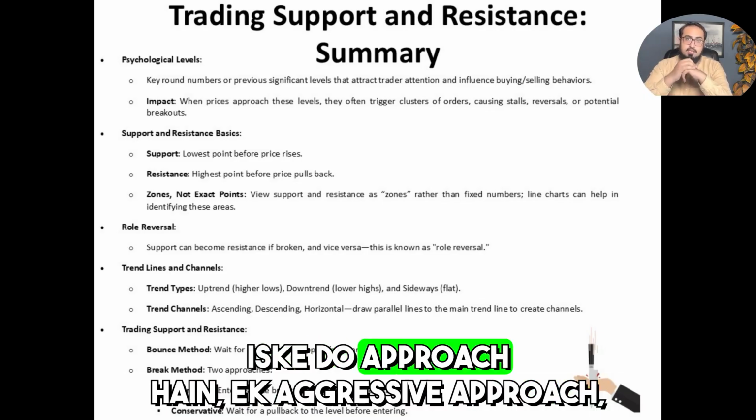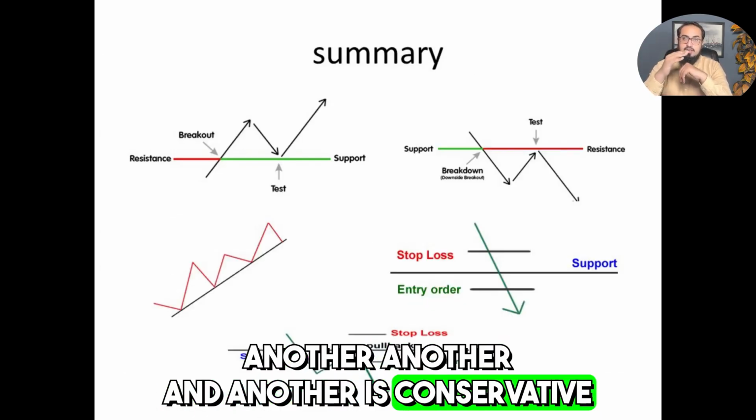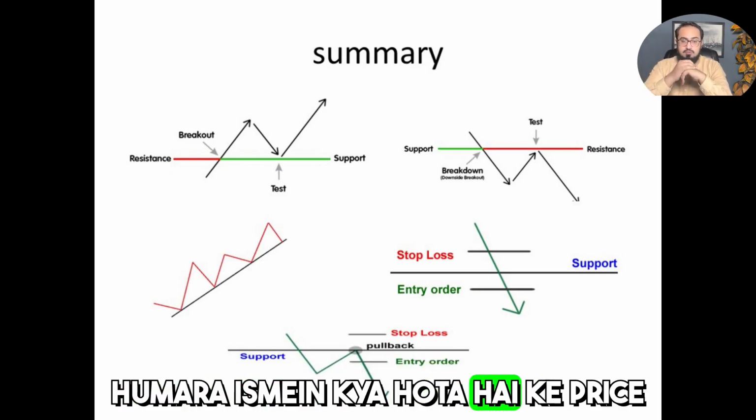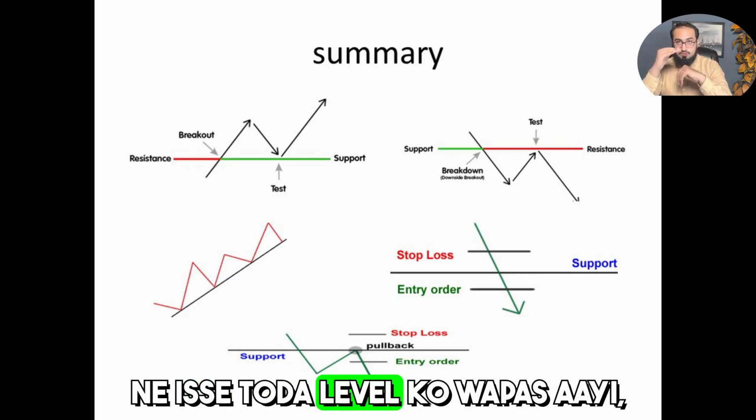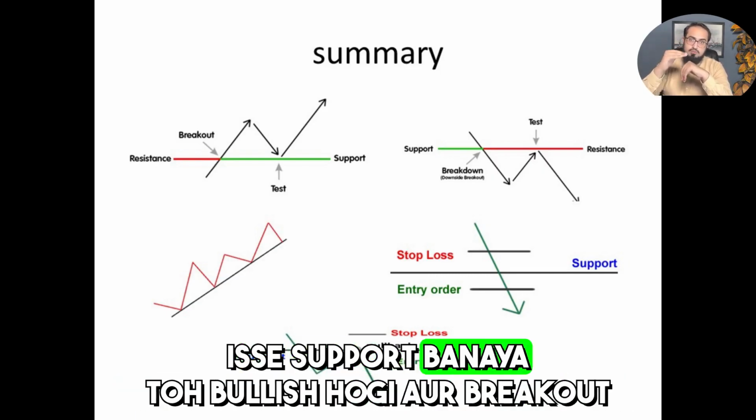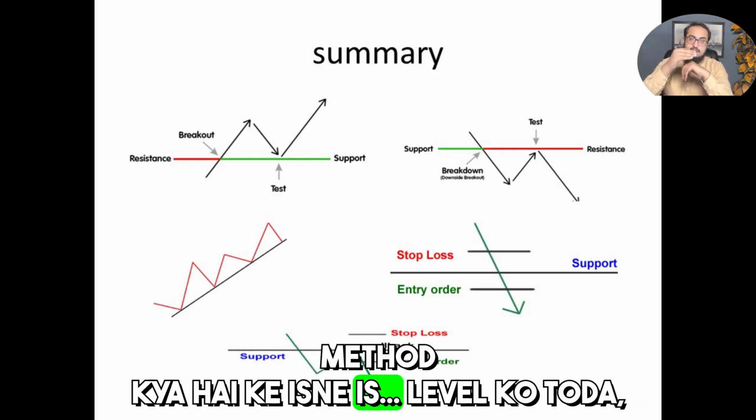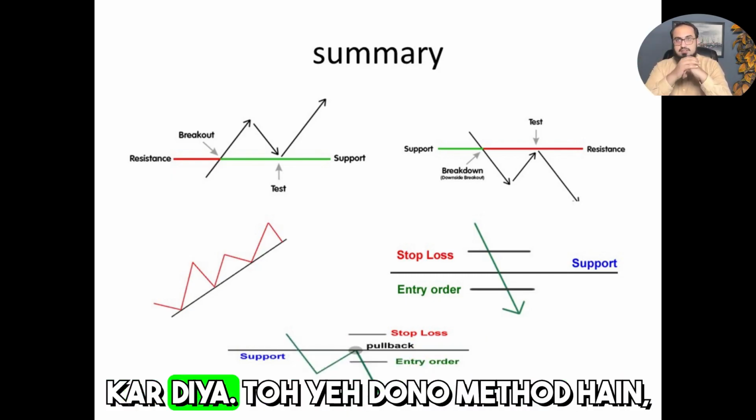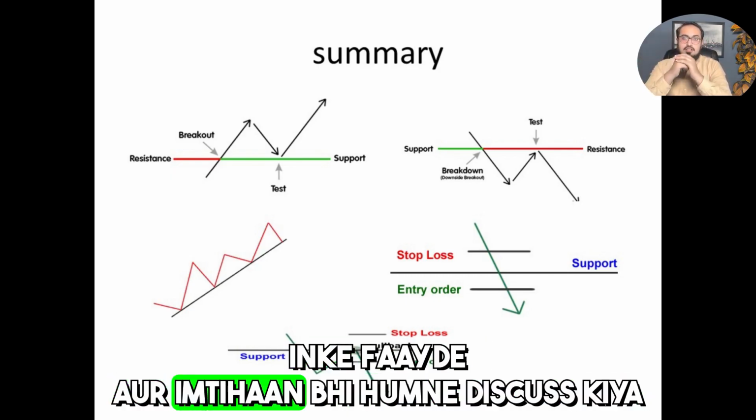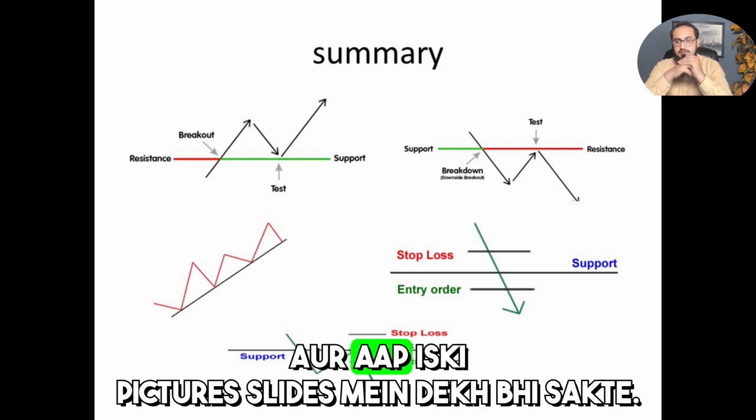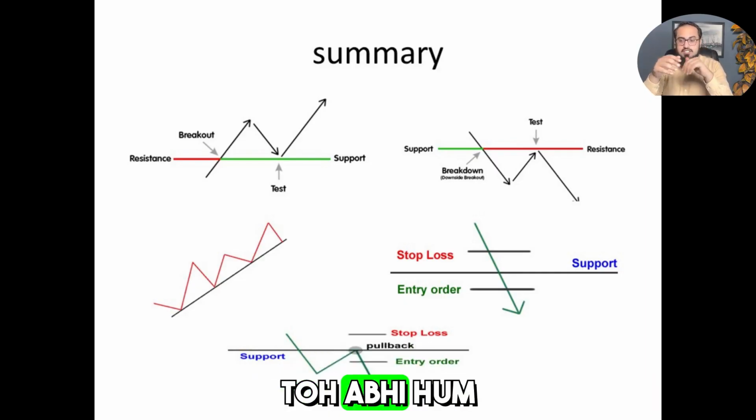There are two approaches. One is an aggressive approach and the other is a conservative approach. In the conservative approach, the price breaks the level, comes back, breaks the resistance, and comes back. It creates support, so it becomes bullish. And what is the aggressive breakout method? It breaks the level, the price closes above it, and we enter. So these are both methods. We also discussed their advantages and disadvantages and the way to trade them, and you can also see their pictures in the slides.